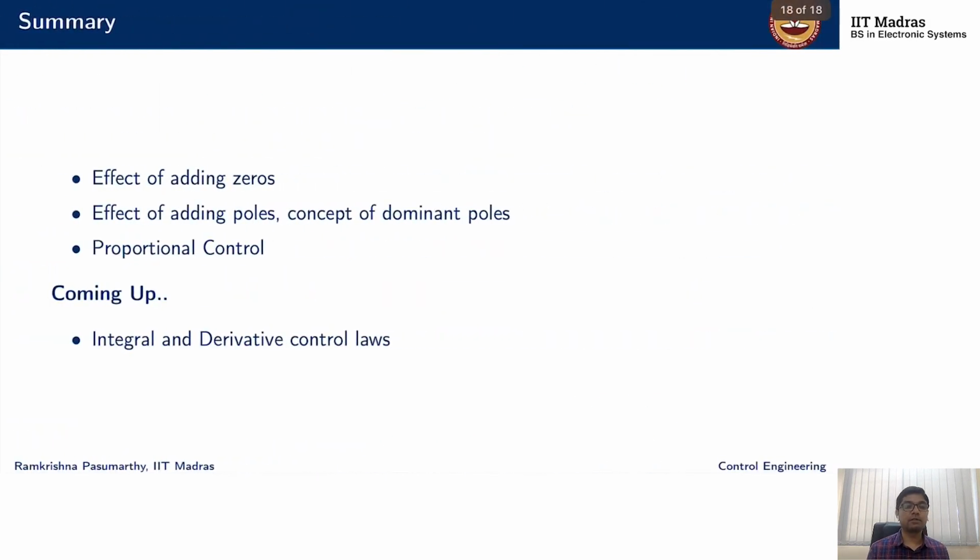To summarize, we saw the effect of adding zeros and the effect of adding poles. We motivated the basic controller, the proportional controller, and listed its advantages and disadvantages. In the next lecture, we talk of integral and derivative control laws. Thanks for listening.